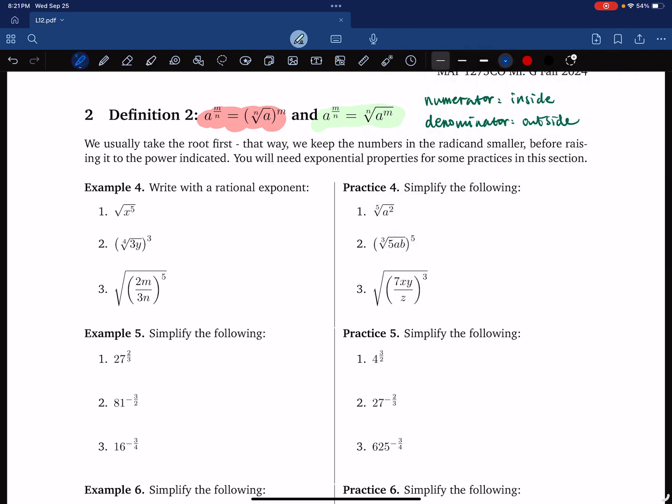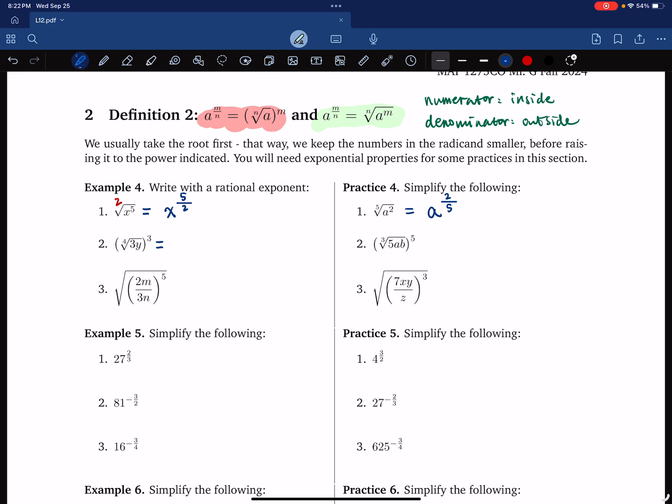Example 4, write with the rational exponent. First, identify the base, right? The base inside is x. And then we know that the exponent inside is the numerator, so that's 5. And then over the index is the denominator, which is 2 right here, because it's a square root. So you put 2 in the denominator. We have x to the power of 5 over 2. Let's do the practice side. Our base is a. The exponent inside is 2, so that's the numerator. Index is 5, so that's the denominator. A to the 2 over 5.